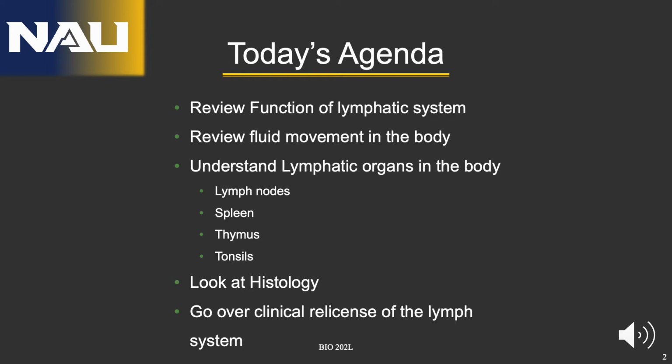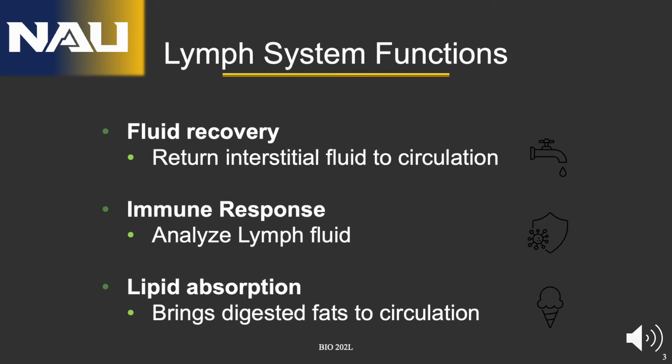Histologically, we will look at the cellular structures of lymphatic tissues, identifying key components that will help you identify each lymphatic organ. Finally, we'll discuss the clinical relevance of the lymphatic system, including some common pathologies that can affect this essential system. The lymphatic system serves several crucial functions in maintaining the body's homeostasis.